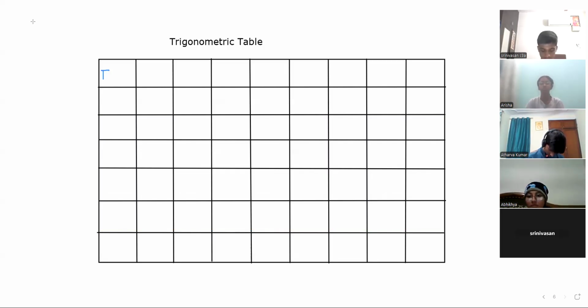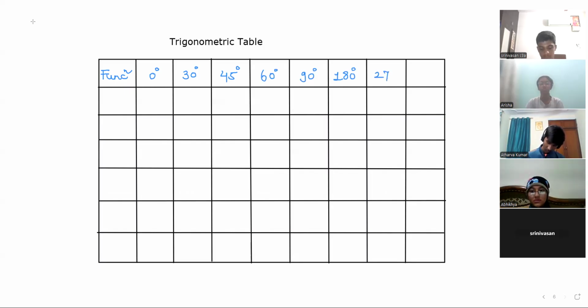So this is the trigonometric functions table: 0, 30, 45, 60, 90, 180, 270 and 360. So we are doing all the reference angles and standard angles of the first quadrant. So sine, cos, tan, cosec, sec and cot.